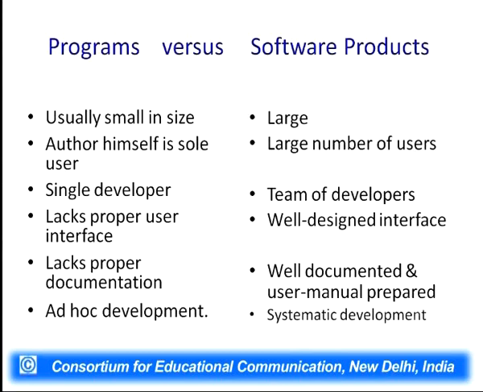Next, the author himself is the sole user in the case of programs. Programs are generally written as an academic exercise or even as an exercise in the companies, but basically the author only runs it and the author is the owner of that. But software products are aimed to be used by a very large number of diverse users. So, they are more diversified in their usage and they have to be more simplistic in their usage.